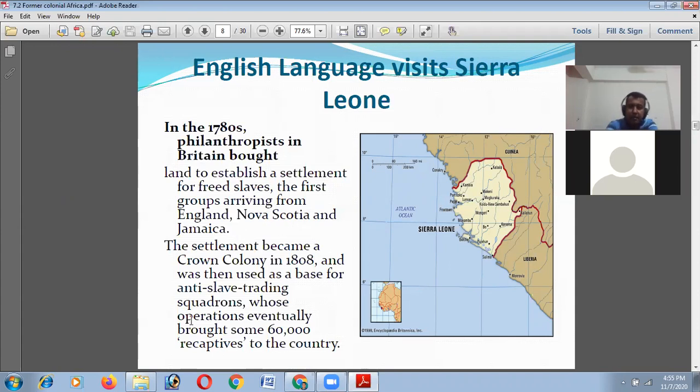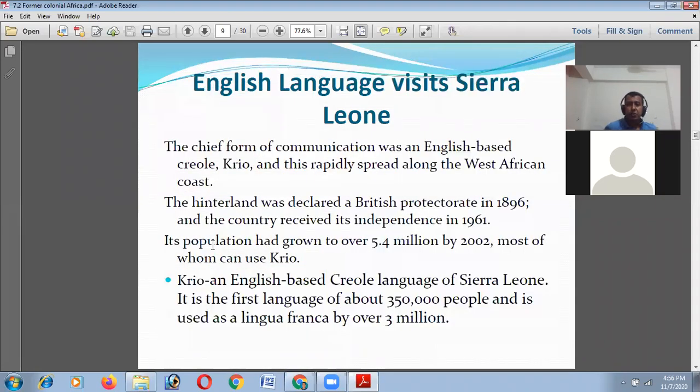The settlement became a crown colony in 1808 and was then used as a base for the anti-slave trading squadron, whose operation eventually brought some 60,000 recaptives to the country. In this way, Sierra Leone got slaves who were free from England, Nova Scotia, that means Canada, and Jamaica. The chief form of communication was an English-based Creole, and this rapidly spread along the West African coast.